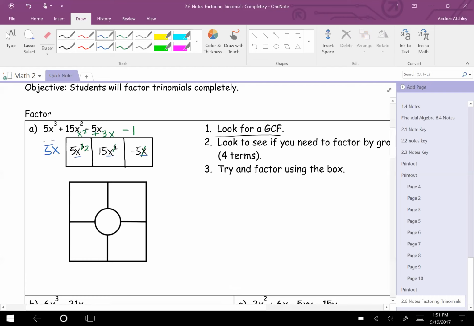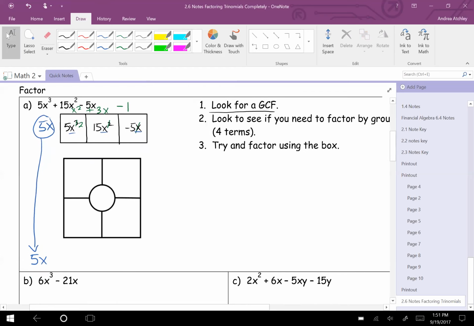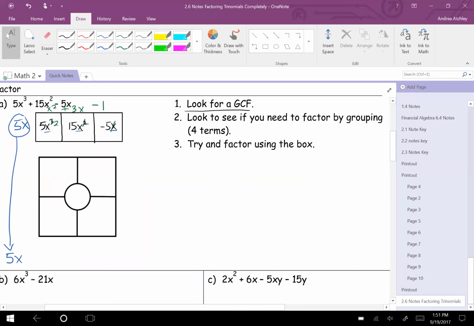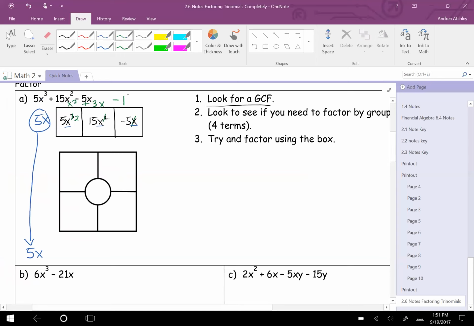Now this 5x, my GCF, I need to bring down here and just add it at the end. I don't want to forget about one of the factors of 5x of that trinomial. Then I'm going to either try and factor by grouping, if there's 4 terms, or use our box. So I need to remember that I take this and it goes into my box. So the first term is x squared here. Then in this circle, my middle terms should combine to 3x. Okay. And then I have negative 1 there.